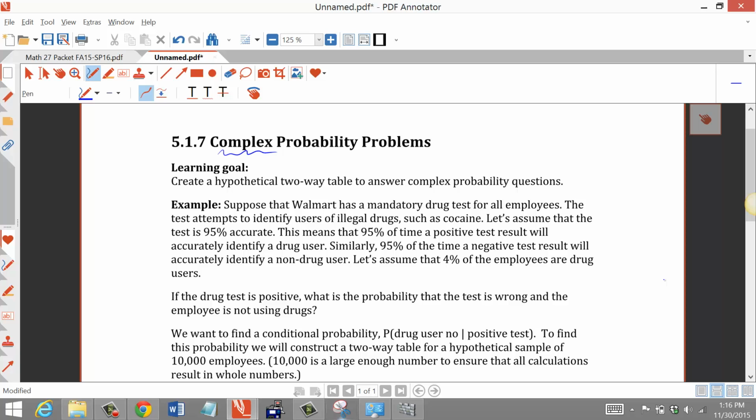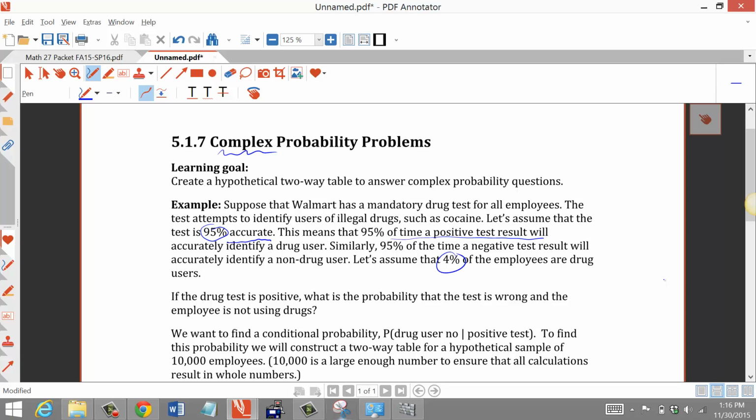So Walmart has a mandatory drug test. The test attempts to identify users of illegal drugs such as cocaine. Let's assume that the test is 95% accurate. Okay, this means they're explaining what 95% means. This means 95% of the positive tests will accurately identify a drug user, meaning 5% of the time it'll falsely accuse someone.